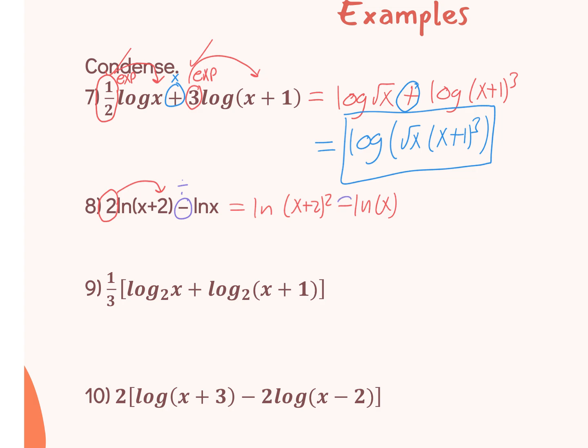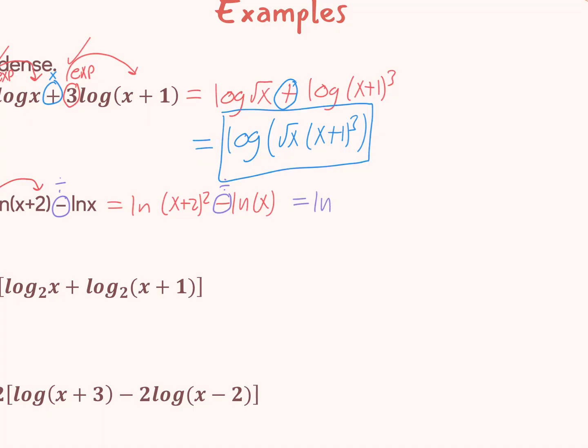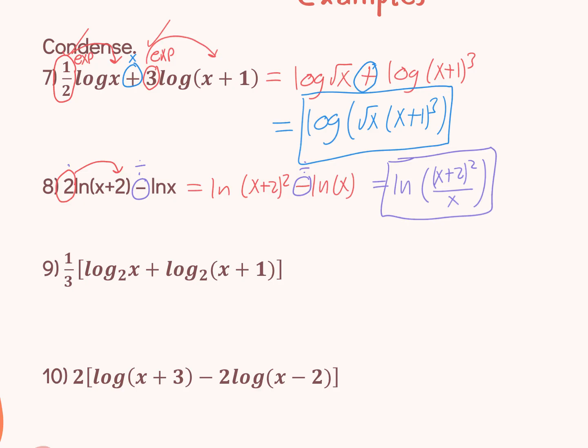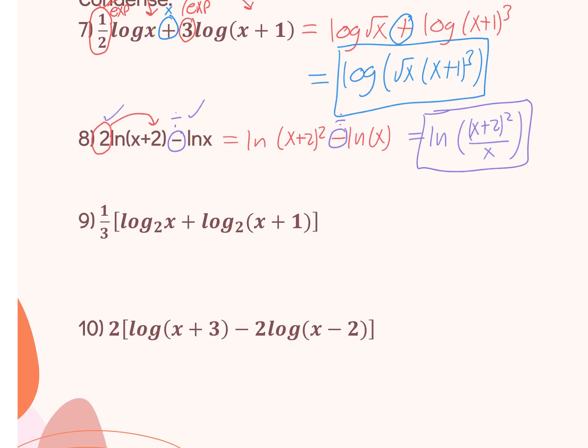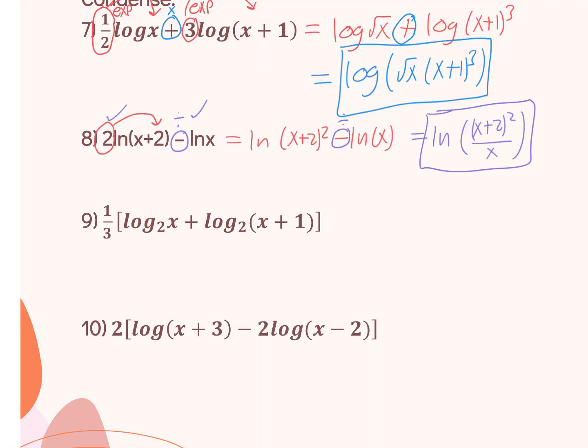And then once again, I see a minus. I know that I'm going to have to divide now. So this is going to become ln of (x plus 2) squared over x, right? And that's fully condensed. There's nothing more I can do to that, right? We checked the exponent and we checked the division. All right, so hopefully not too bad. All right, let's try this next one.